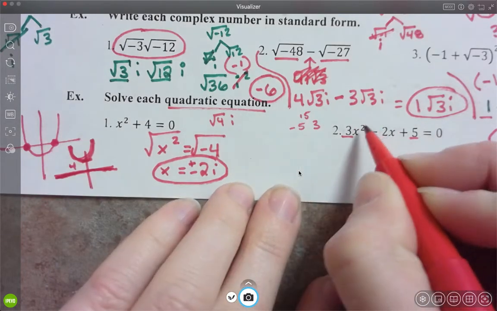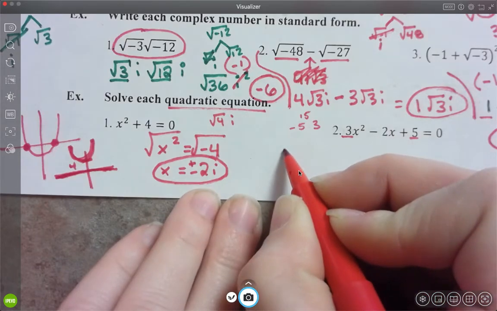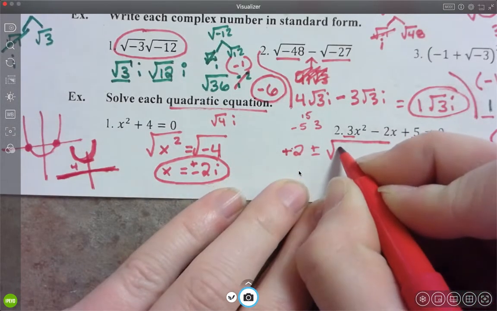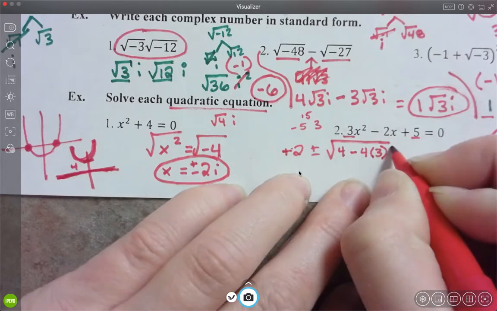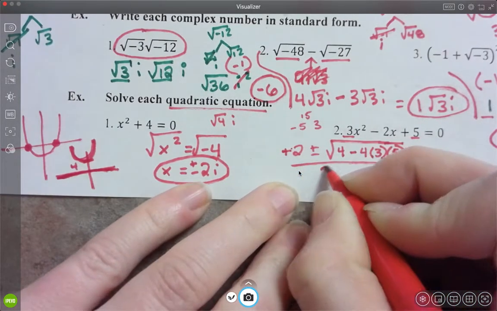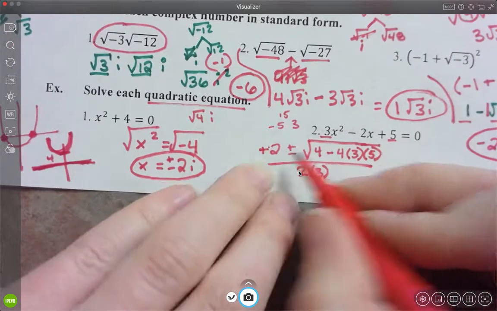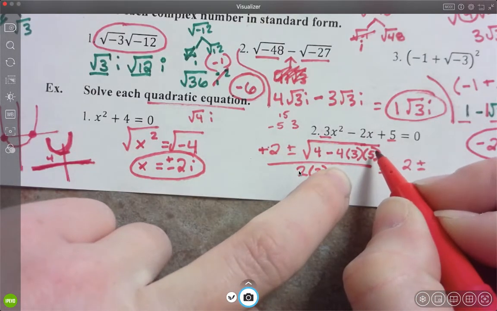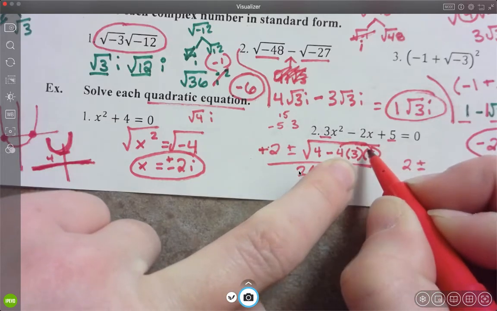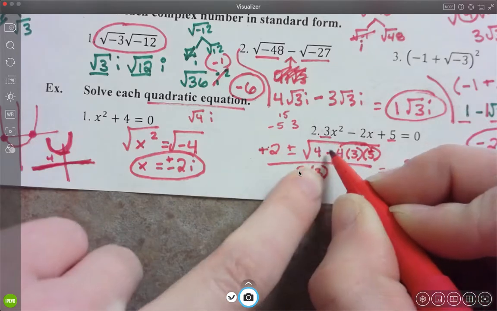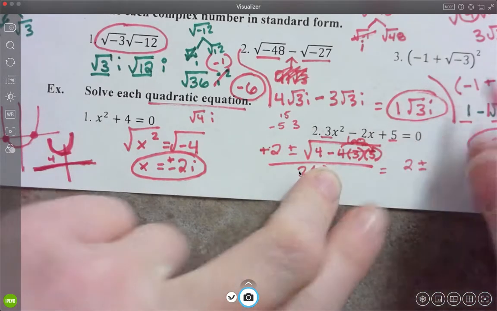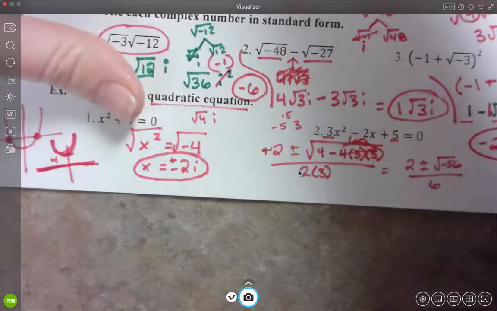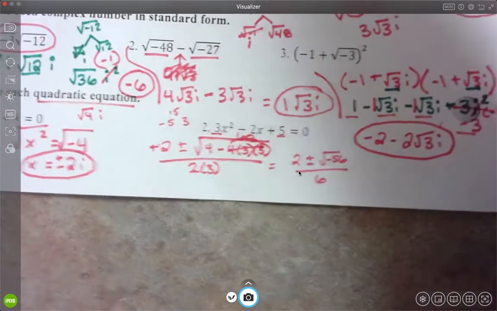So we have negative b. Okay, so negative b, if b is already negative, that's a positive 2. Positive 2 plus and minus the square root of b squared, negative 2 squared is 4, minus 4 times a times c, all over 2 times a. Okay, and we'll see how this works out. So we've got 2 plus and minus 4 times 3 times 5. I'm just going to look at 4 times 5. 4 times 5 is 20, but if I take that times 3, that's 60. So I've got 4 minus 60 in here, which is a negative 56. The square root of negative 56 all over 6. Okay, so that's what I have now, and you can see how this results in an imaginary number because there's a negative inside the square root.